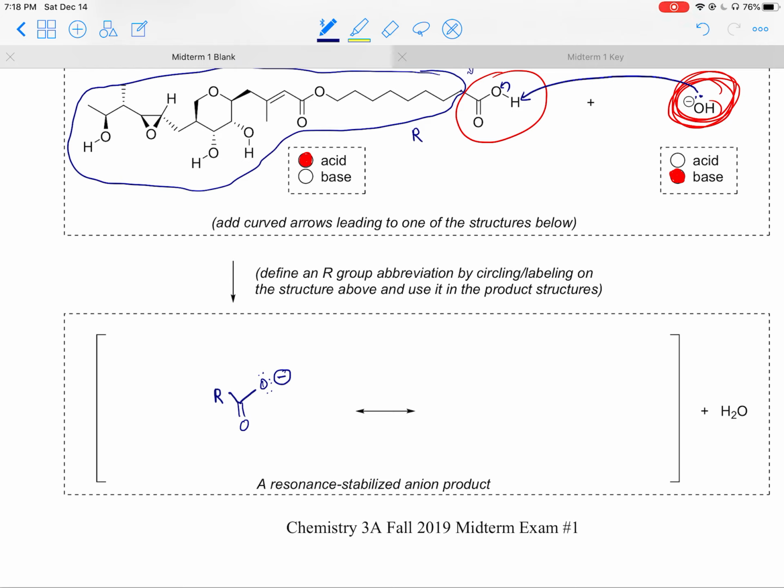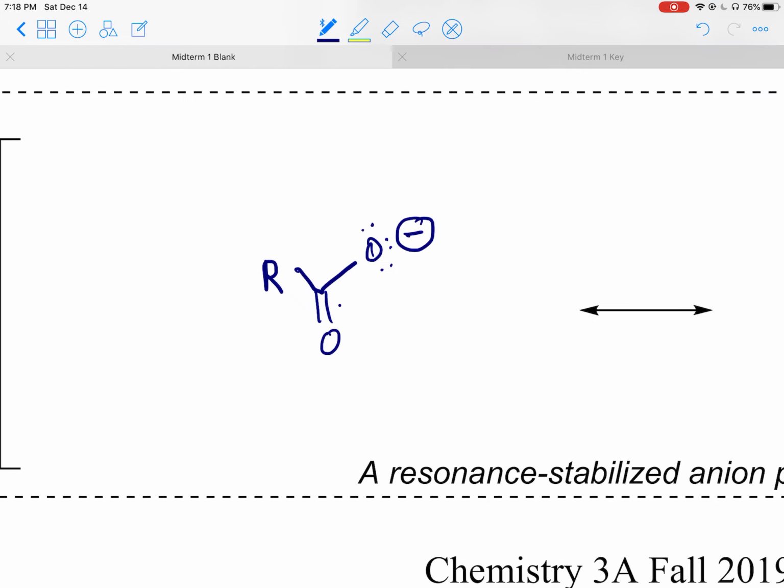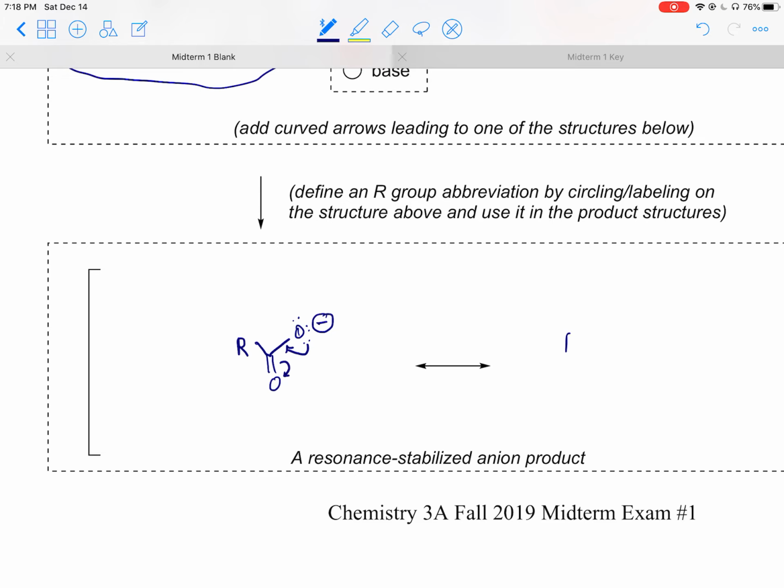Oh wait. Okay, so it's saying the water's right here, and it's saying to show the resonance stabilized anion product. So it's saying to show the other version of the resonance. And so we can do that by moving the electrons that are in the pi bond onto that oxygen, and then moving this lone pair here to form a pi bond. So then that's going to be R, O negative and O.